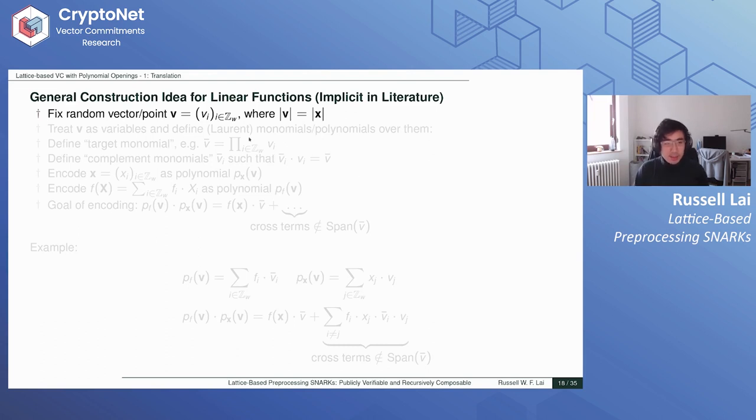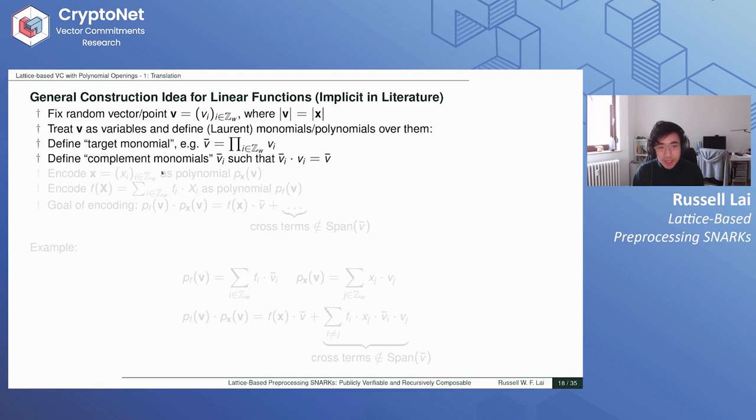So to begin, let us fix a random vector or point V, which has the same dimension as the vector X that we want to commit to. In the following, we are going to treat the entries of V as variables and define some monomials and, in general, polynomials over them. These polynomials are going to be Laurent polynomials, meaning that we allow both negative and positive powers, and zero power also, of course. So the first polynomial that we are going to define is actually a monomial called the target monomial, which we denote by V bar. For example, we can set V bar to be the product of all the entries of V.